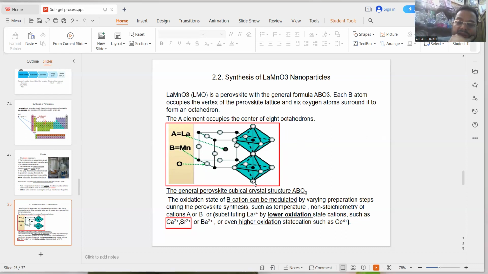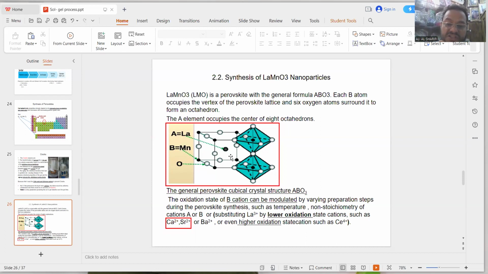That means every B cation, and in this structure every manganese, is surrounded by six oxygen. And lanthanum, let me say, is at the center. That means the lanthanide at the center is surrounded by eight octahedra: 1, 2, 3, 4, 5, 6, 7, 8. The A element, like I said before, occupies the center of eight octahedrons.